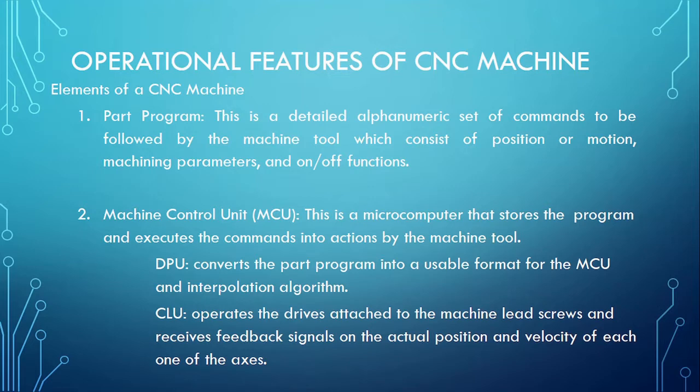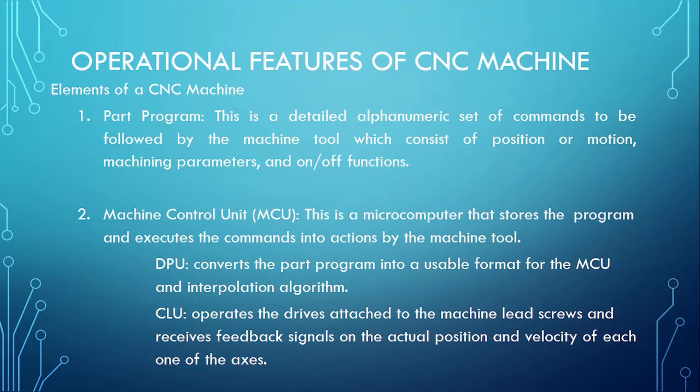The CLU, on the other hand, controls the actual motion that is seen on the machine tool. So every motion of drive, of tables, of probably a lead screw or whatever it is that is physical to see is done by the operation of the CLU, which is the other half of the MCU. So the CLU operates the drives attached to the machine lead screw and receives feedback signals on the actual position and velocity of each one of the axes.